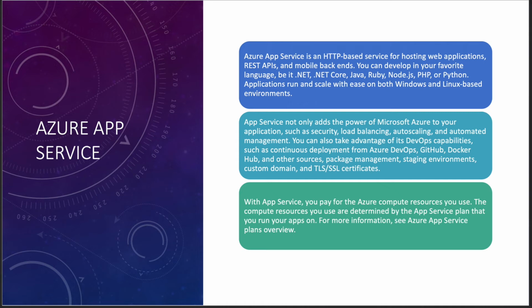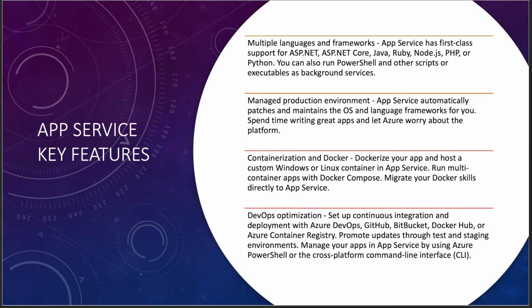With App Service, you only pay for the compute resources you use. And those are determined by the App Service plan that you run your apps on. And again, you're going to want to go back and take a look at that, because that service plan will vary. So definitely go back and take a look at that App Service plan.